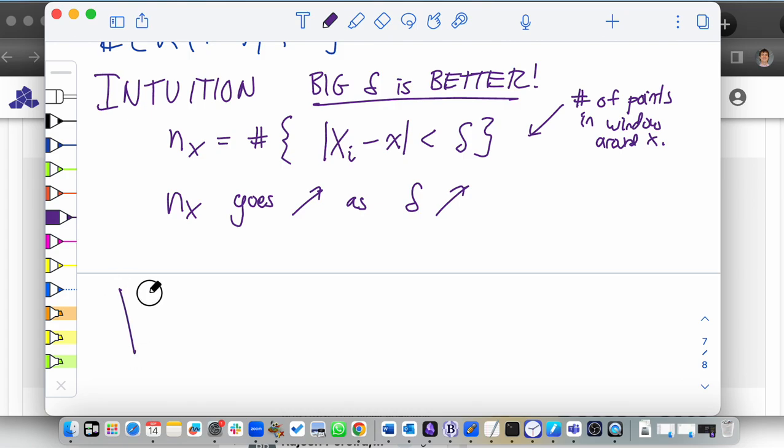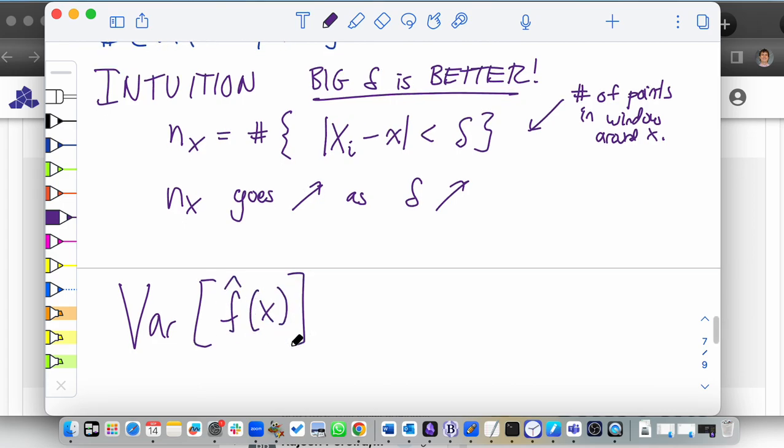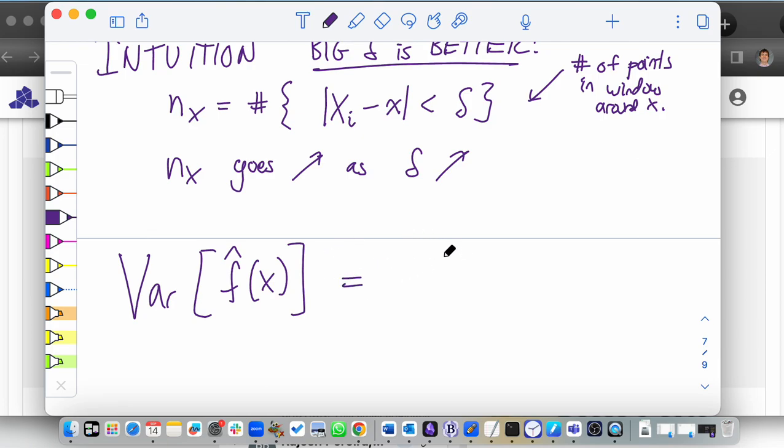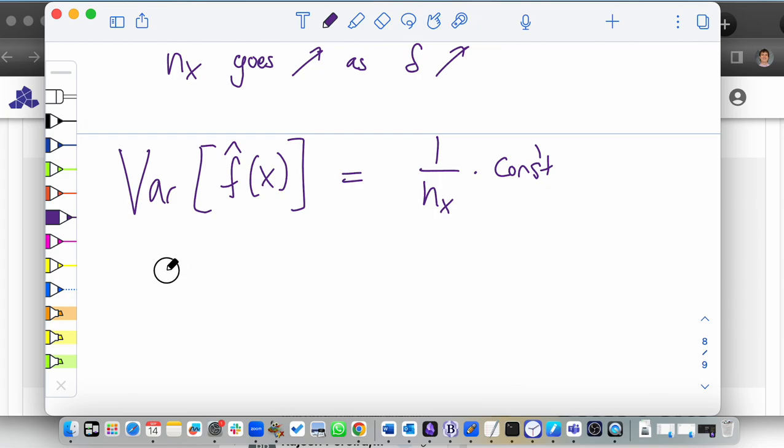And the truth is, the variance of the function f hat that we chose is also shrinking like 1 over nx, let's say times a constant. Why is the variance of f hat like 1 over nx? Well, it's exactly because f hat of x is the average of all the points in the window. So it's the sum from i equals 1 to nx of the yi. That's exactly the calculation we just did a minute ago for the problem with the dice rolls.